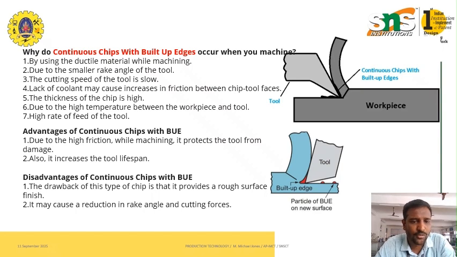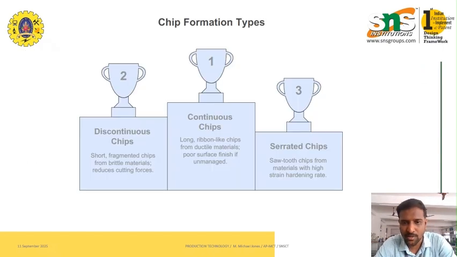The advantages of continuous chips with built-up edges: due to high friction during mild machining, it protects the tool from damage, and it also increases the tool lifespan. Some disadvantages listed here are that it may affect the surface finish. The surface finish, rake angle and cutting forces may reduce. So these are cases where chips with built-up edges come into the picture.